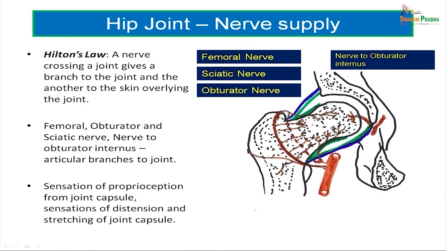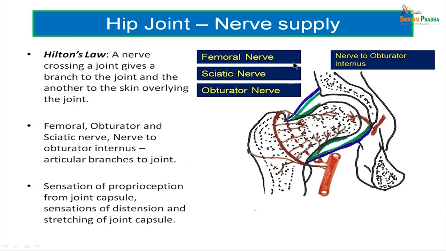Coming to the nerve supply, I'm sure all of you are familiar with Hilton's law, which states that a nerve which is crossing the joint gives a branch to the joint and another to the skin which is overlying the joint. So which are the nerves which cross the hip joint? You have the femoral nerve which crosses the hip joint on the anterior aspect, the sciatic nerve which crosses the hip joint on the posterior aspect, the obturator nerve, and the nerve to obturator internus.